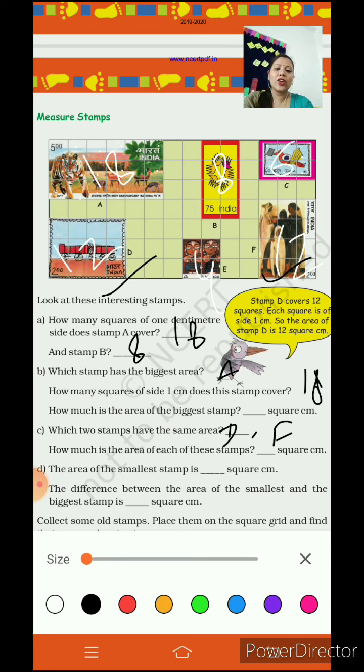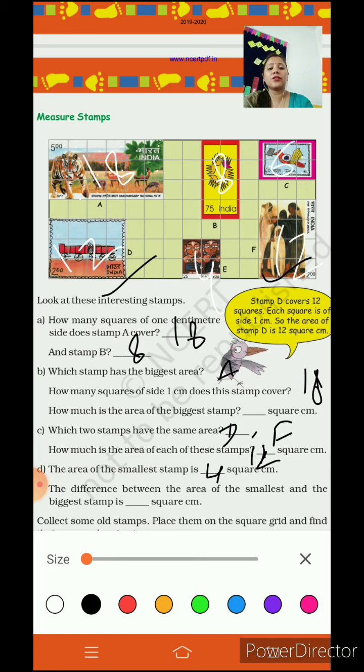How much is the area of each of these stamps? दोनों का area कितना है? So it is 12 square centimeter. The area of the smallest stamp is, सबसे छोटा stamp कौन सा है हमारा? Stamp E. Okay, so area क्या है stamp E का? 4 centimeter square.